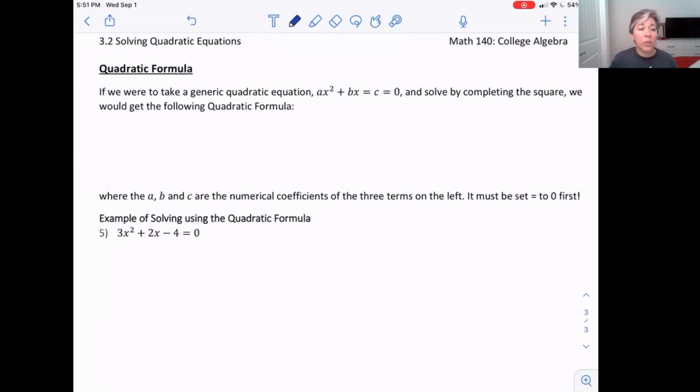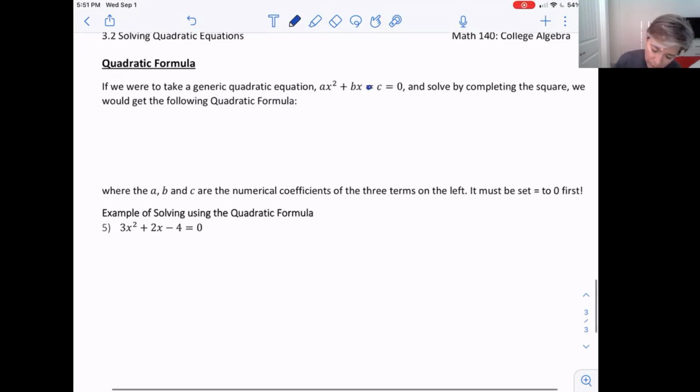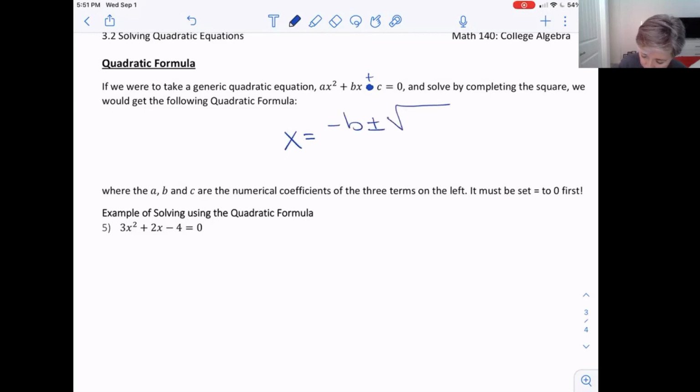Our last method is called the quadratic formula, and this guy always works. Basically, if we were to take the quadratic equation, ax squared plus bx, guys, I apologize. Some of them have equal signs instead of plus signs. Ax squared plus bx plus c equals 0. And if we were to complete the square, use all of those steps on this generic form, we would get the quadratic formula, which says x equals the opposite of b plus or minus the square root of b squared minus 4ac all over 2a.